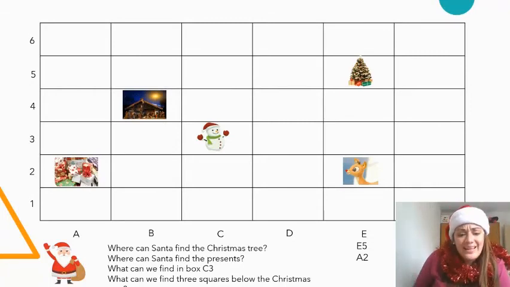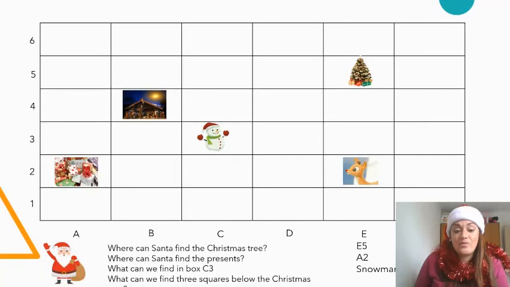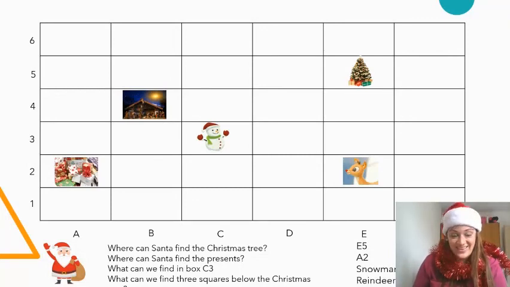What can we find in square C3, children? Can you guess? Take a look at the column C, go up a bit, find the snowman and locate the number. Well done. And what can we find 3 squares below the Christmas tree? So we know where the Christmas tree is. Now we're going down 3 squares. What can we find? A reindeer.